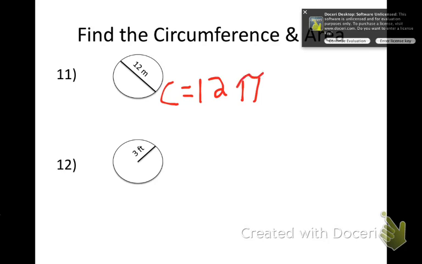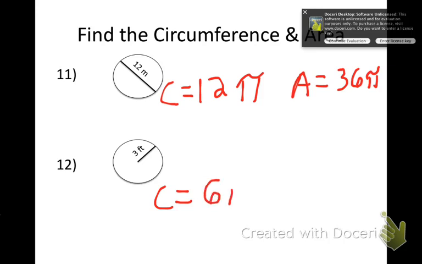So it's 12 pi. And the area in terms of pi would be what, Trevor? 36 pi, because I would need to find the radius, which is 6. 6 squared is 36. Number 12. What is the circumference in terms of pi, Drew? It's 6 pi. Good work, sir. And my area, again, in terms of pi, would be what, Austin? 9 pi. Nice work.